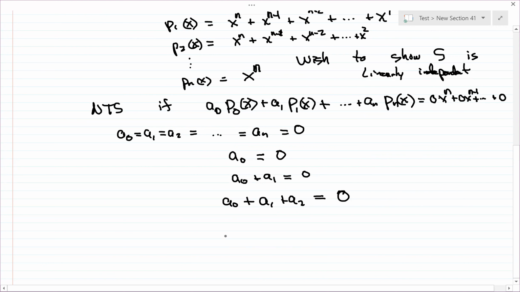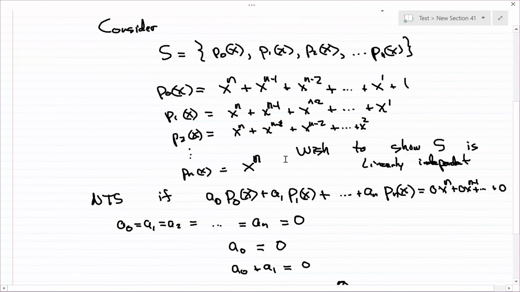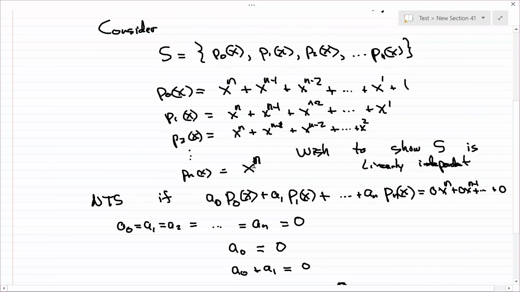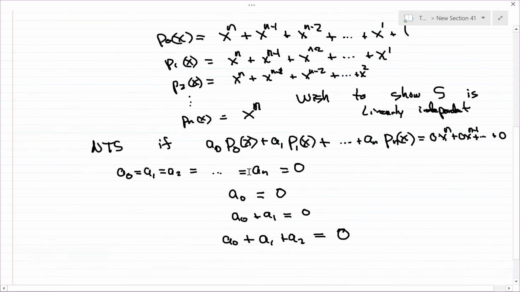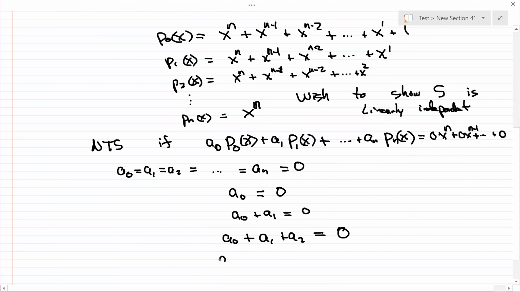They will continue in this manner until you get to the coefficient of x to the n. And each of these polynomials has a coefficient of 1 when you're at x to the n. So that's going to give you A0 plus A1, and so on. There's all the ones in between, but I'm at the end now.